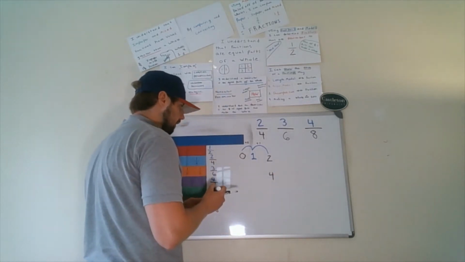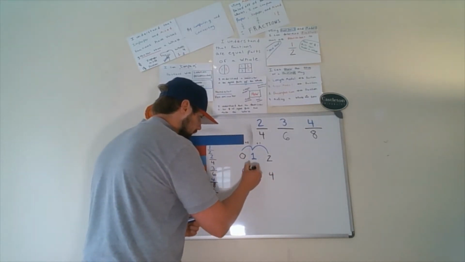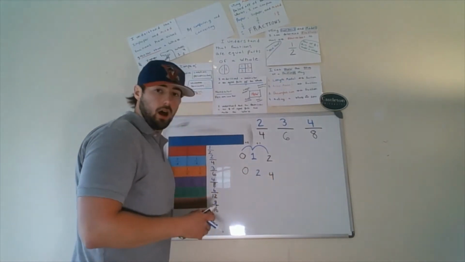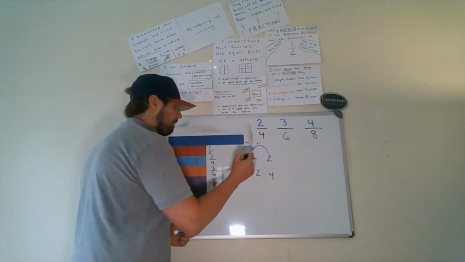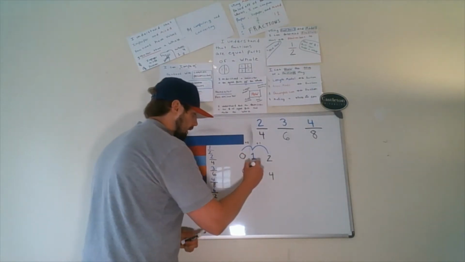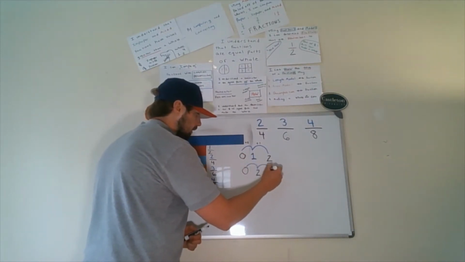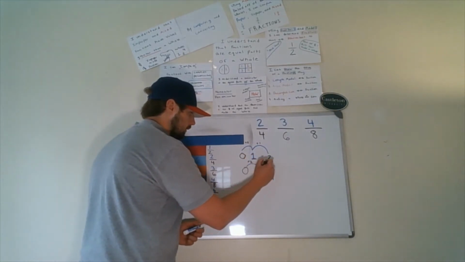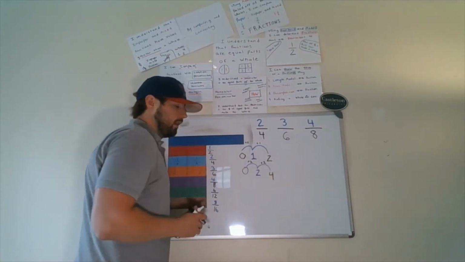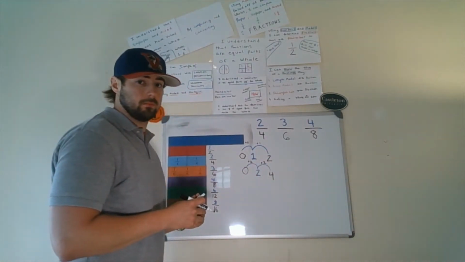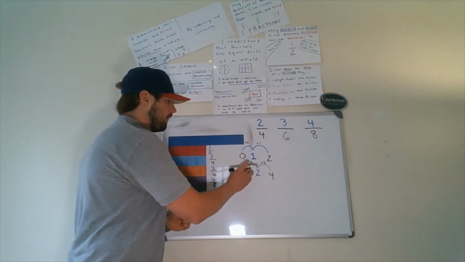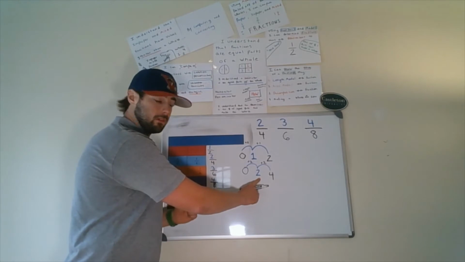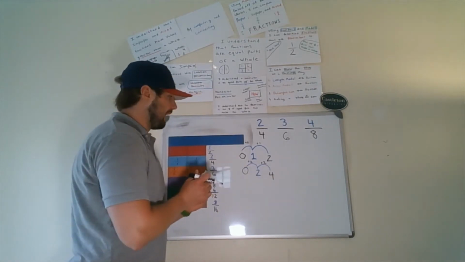We have our 0. And we know that there's 2 parts of. That means on an open number line, there are going to be 2 parts in between. There are equal distances between the parts of and the parts that make that whole.